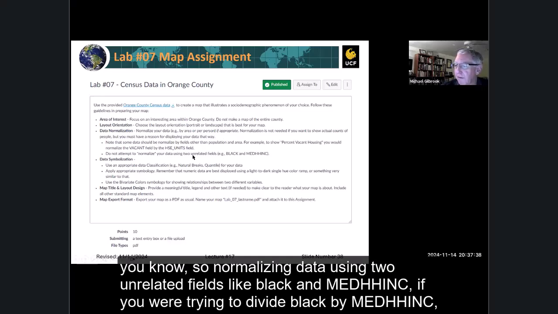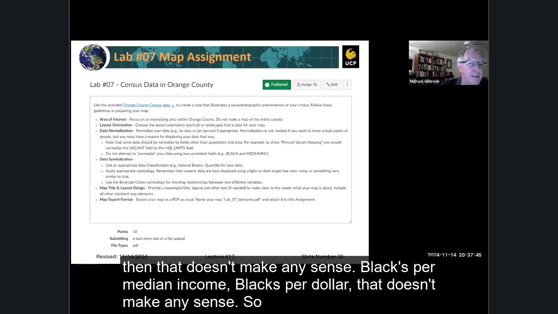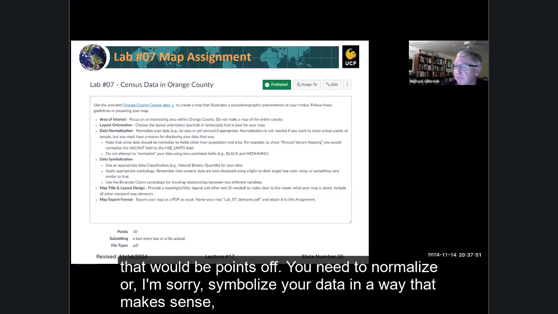So normalizing data using two unrelated fields, like Black and median. If you were trying to divide Black by median household income, that doesn't make any sense. Blacks per median income, blacks per dollar, that doesn't make any sense. So that would be points off.